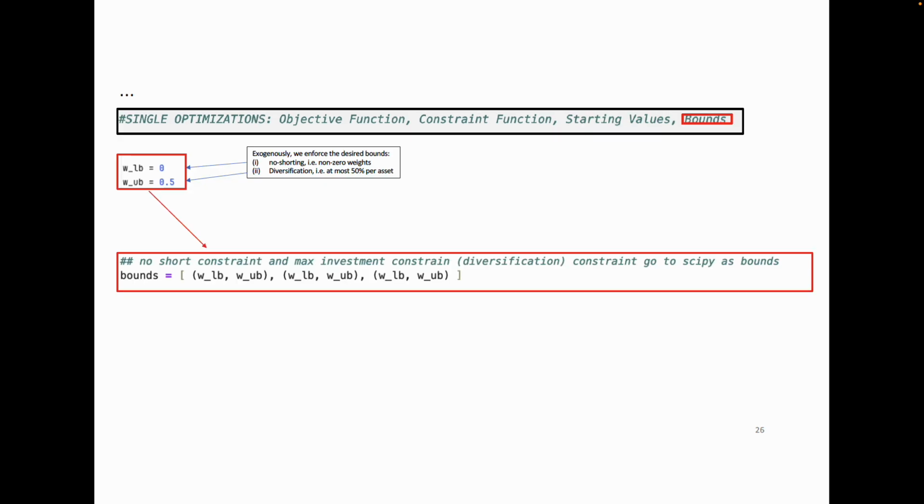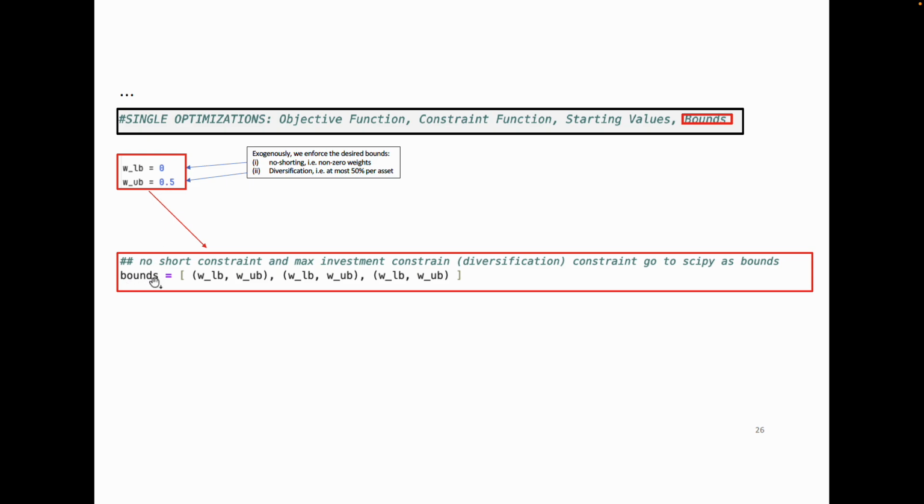And now I need to include the bounds. So I wanted to have no shorting and minimum diversification. That's the finance jargon. Mathematically, I basically want that the lowest holding in each asset is 0%, while the max is 50%.